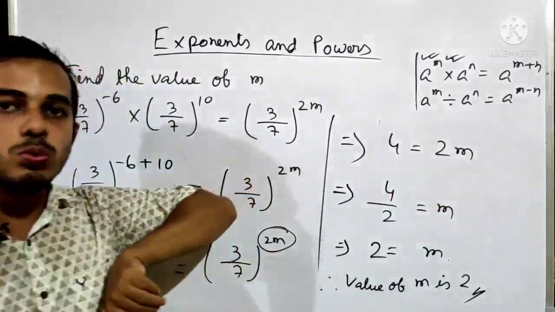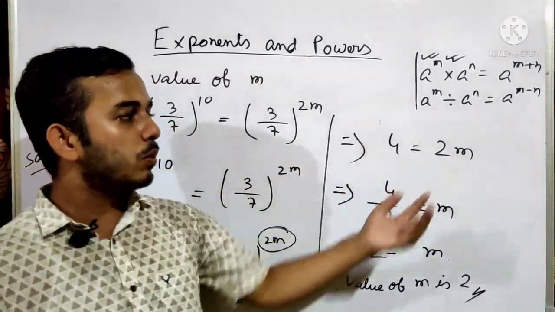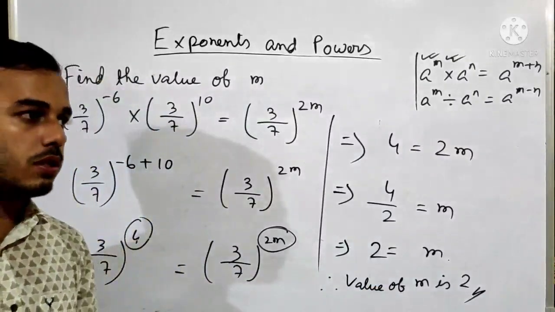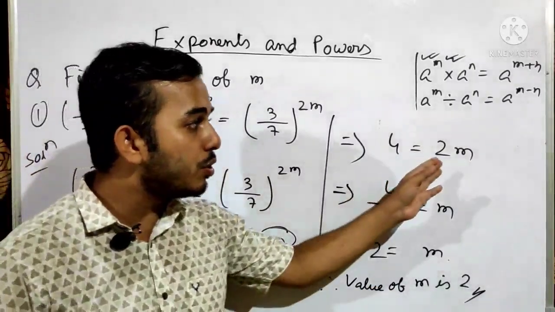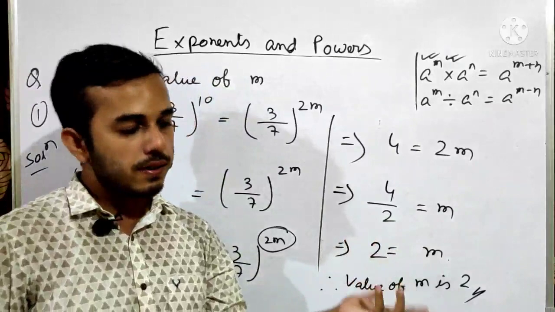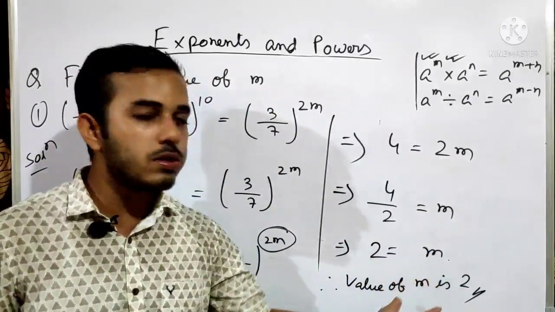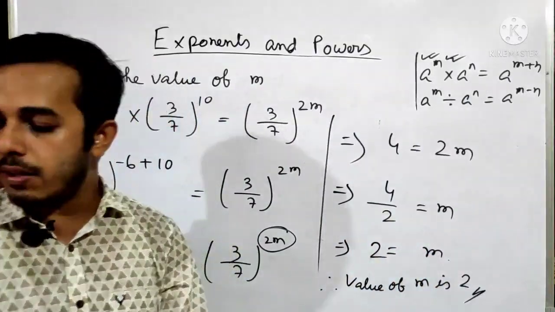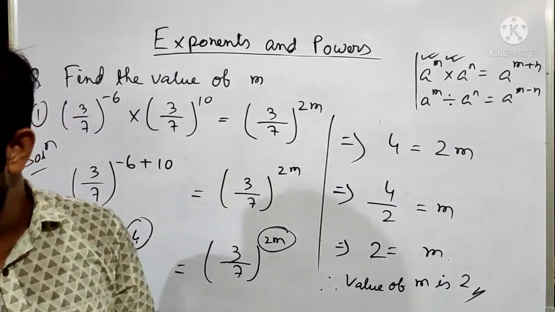Now we have to find out the value of m, isn't it? So we'll remove this 2. Okay, so how to remove? We have to remove it in a process, isn't it? Here 2 is multiplied, so when we change the side it goes to divide. Now we have found the value of m as 2. Clear? Okay, let us solve one more and I hope you will be more clear then.